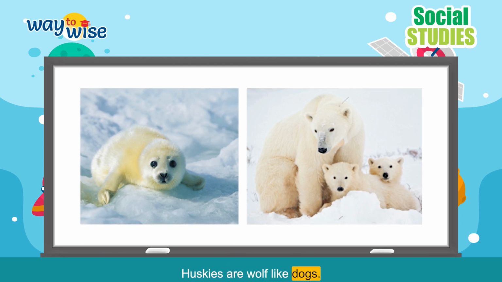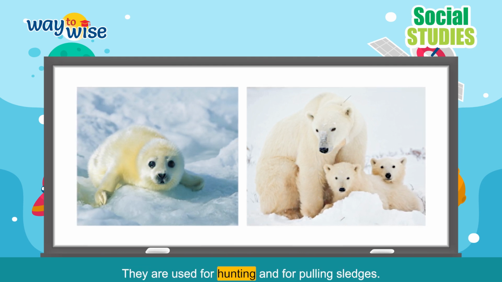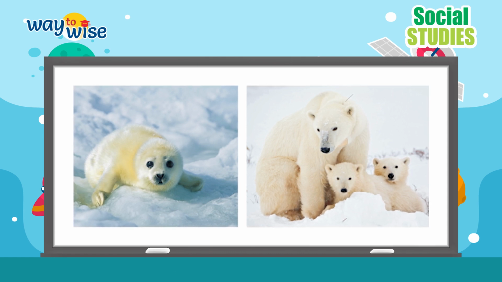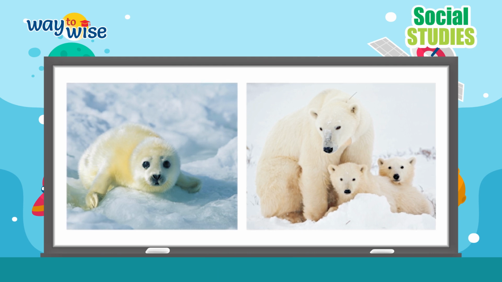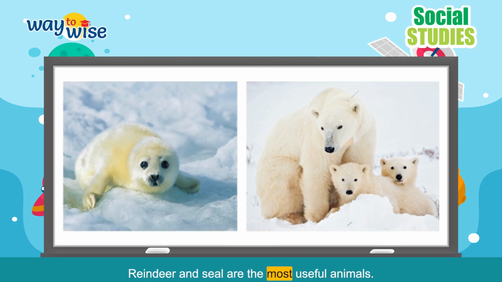Huskies are wolf-like dogs. They are used for hunting and for pulling sledges. A sledge is called an ice boat. It has no wheels. Reindeer and seal are the most useful animals.